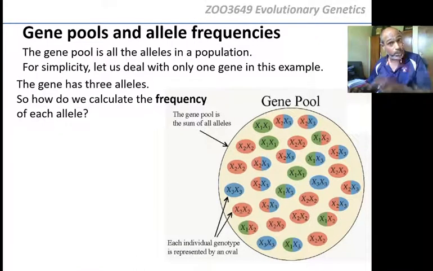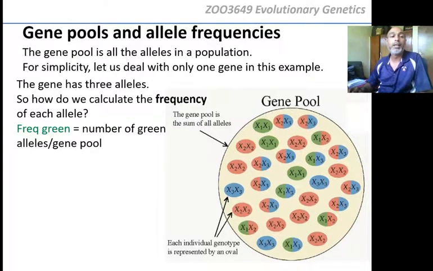Remember, allele frequency: you divide by the gene pool. So the frequency of the green allele: now you have to count up the green alleles and divide by the gene pool. So what is it going to be? Remember, that's one allele. How many alleles is this? This is 2 alleles, right? You have to count that as 2 because he's got one from mom and the same one from dad.